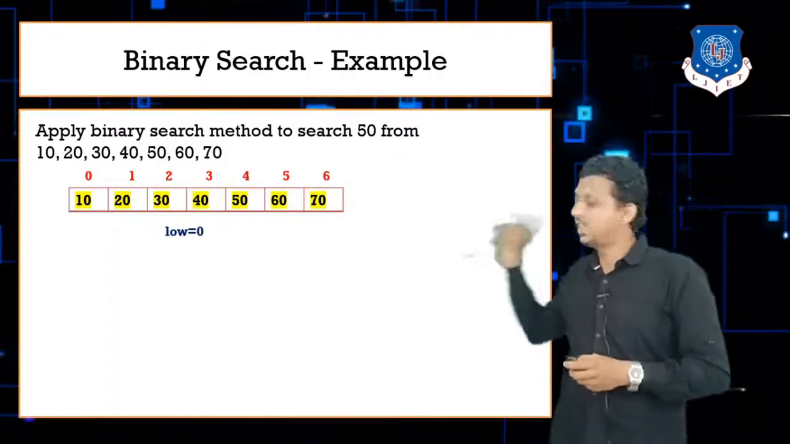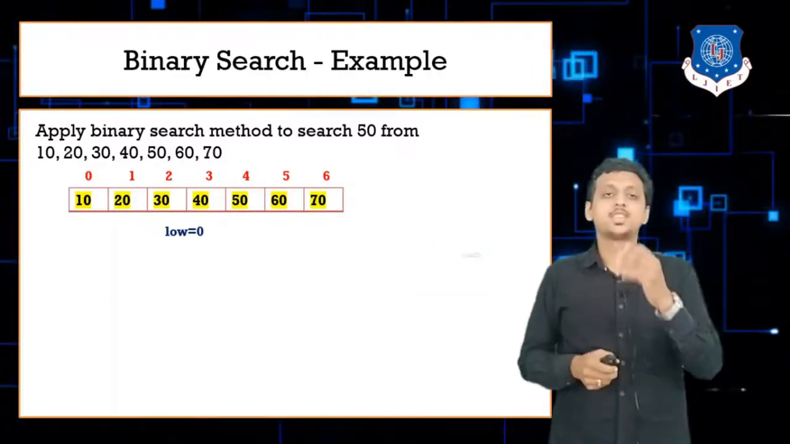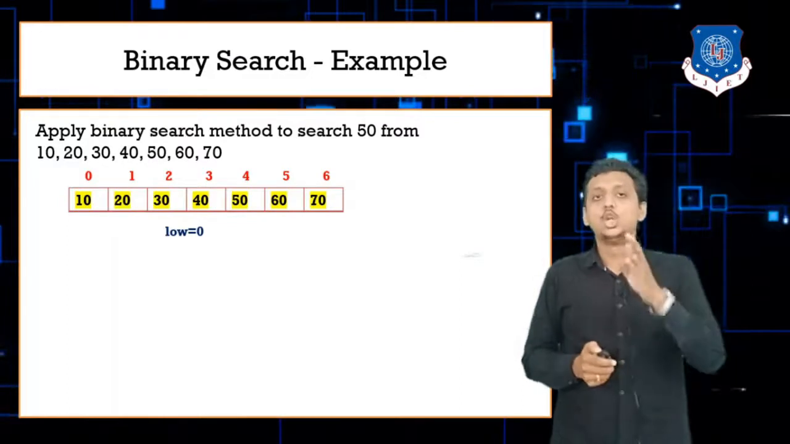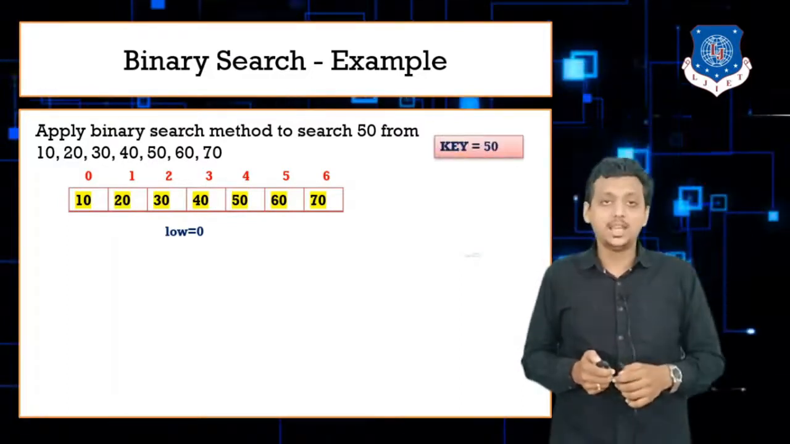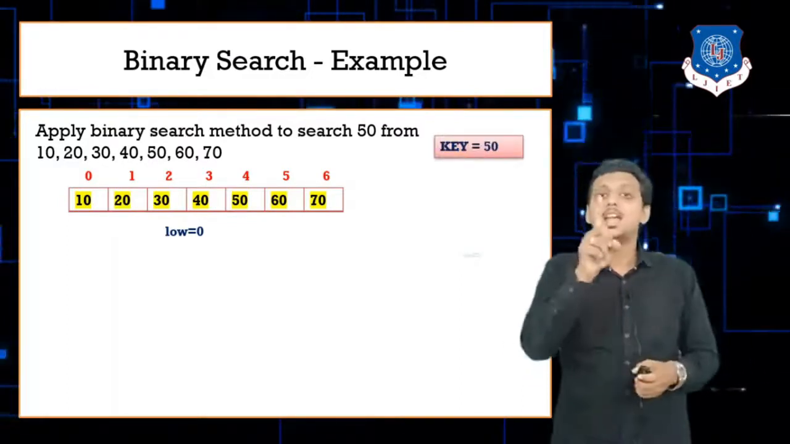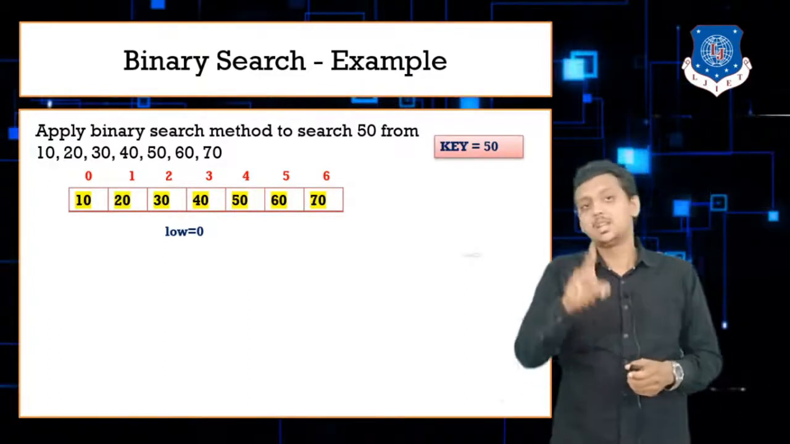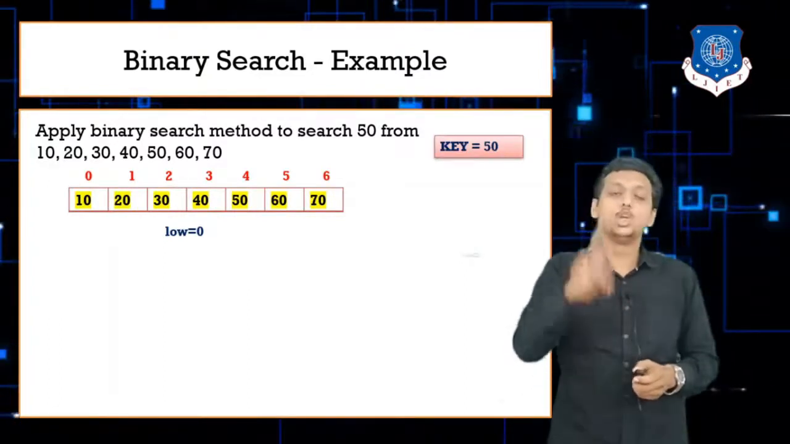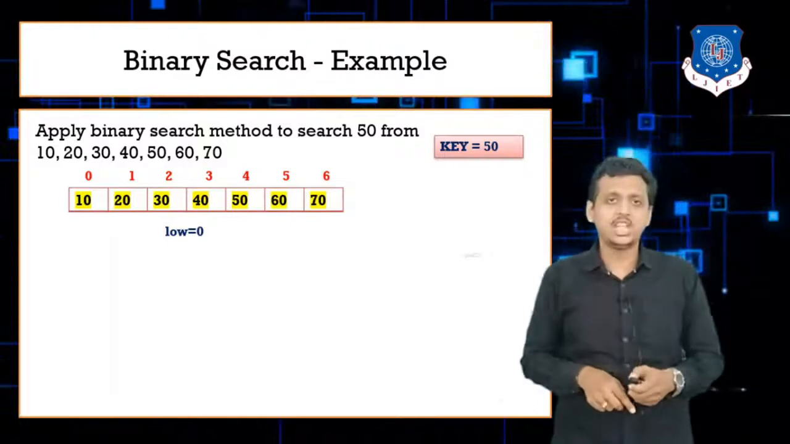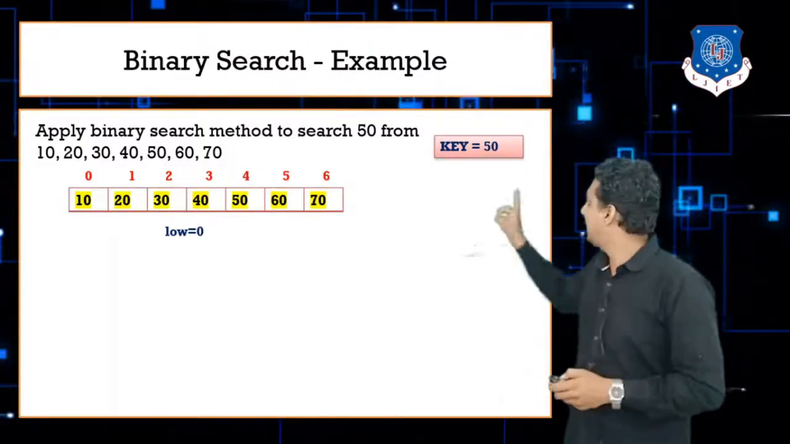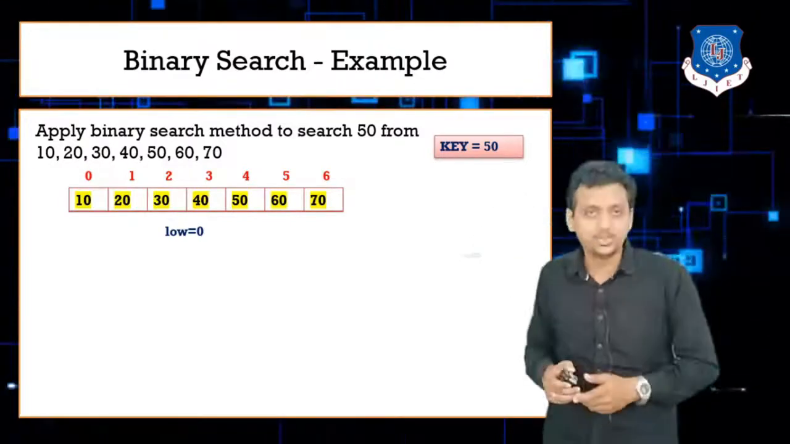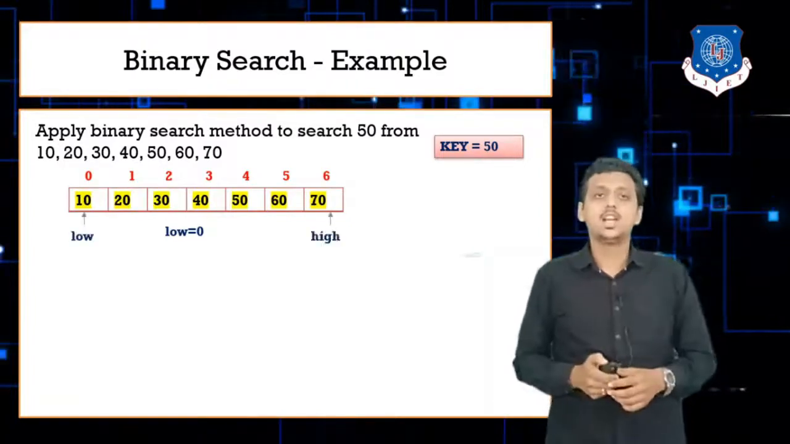We need to search in the whole array. So at the very first position, low must be at 0, high must be at n minus 1. That means high must be at 6, low must be at 0. And which key do we need to find? Our key element that we need to find is 50. Okay, so let's begin.